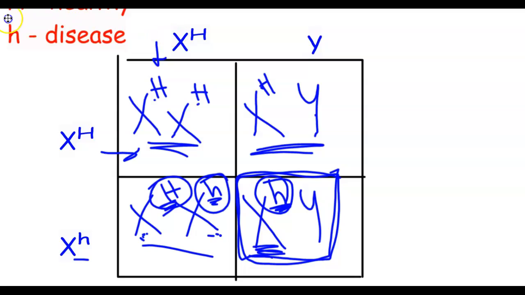Interesting. All right, guys. So that's our genetic pedigrees, a little bit about genetic diseases, disorders, and even some genetic therapy.